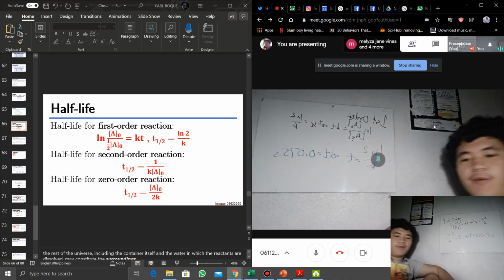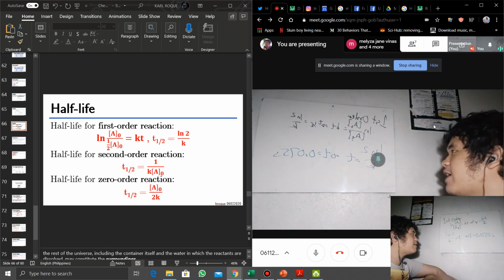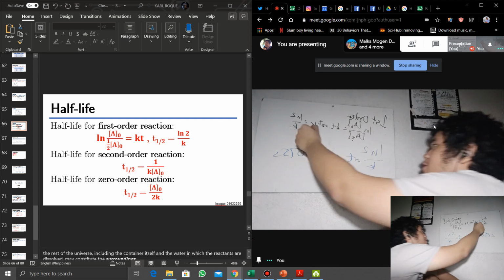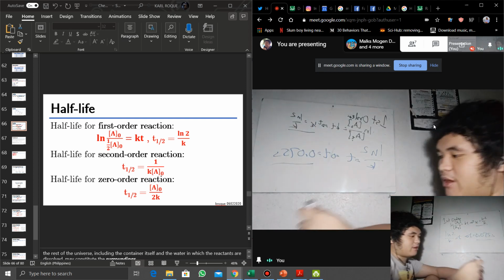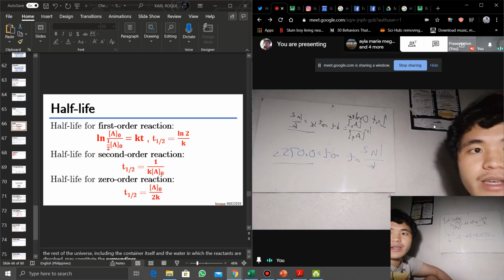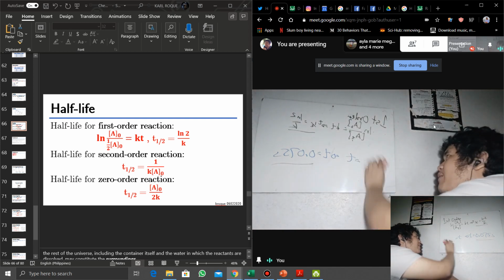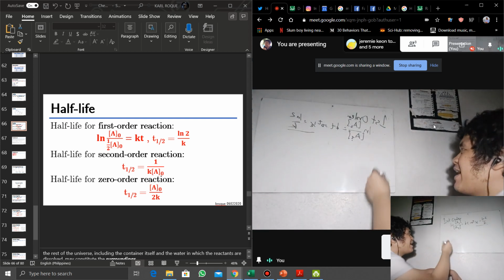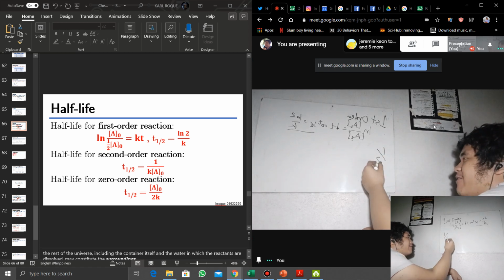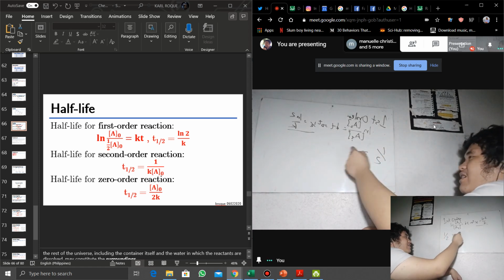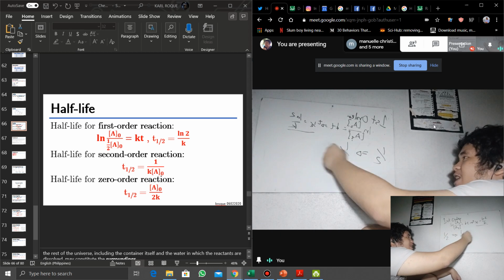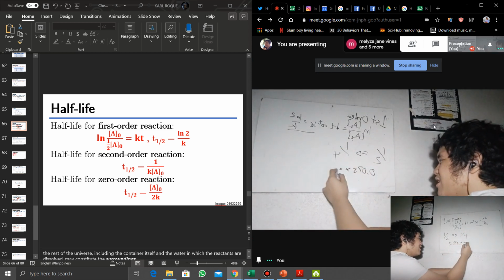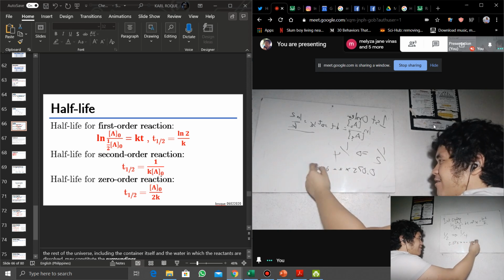Sige, let's look at the board. Yung una, plug and play lang. Kasi ln2 over k. Kasi sabi ko, first order reaction siya. So we'll get 0.075 seconds. So letter B, there are two ways to approach that. Diba half-life siya? 1/4. So, at first one, 1/2 matitira. So yung next na half-life, 1/4 na lang matitira. So basically, 0.075 times 2 equals 0.15 seconds.